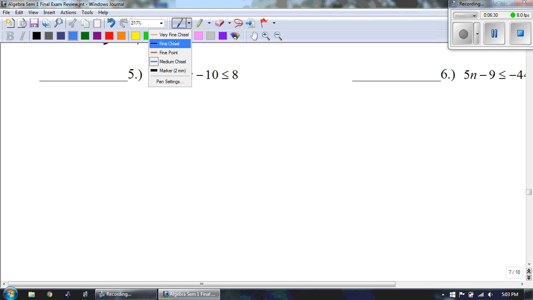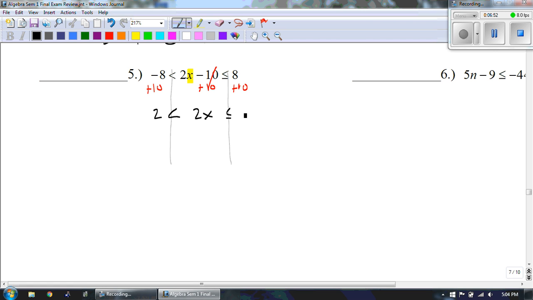Number 5. Once again, with the compound inequalities, we just want to do the same thing. We want to get the x by itself. But what I do to one side, I do to all 3 sides. Okay? So -8 plus 10 is 2, which is less than 2x, which is less than or equal to 18.